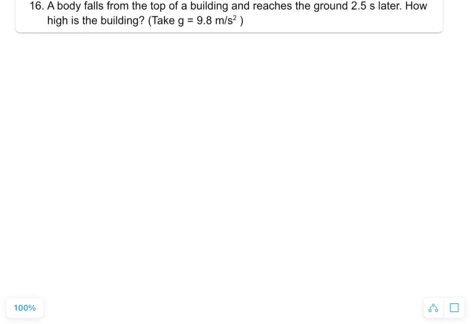A body falls from top of a building and reaches the ground 2.5 seconds later. How high is the building? Take acceleration due to gravity g equal to 9.8 meters per second square.